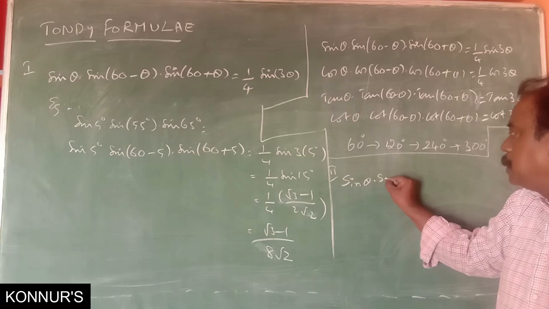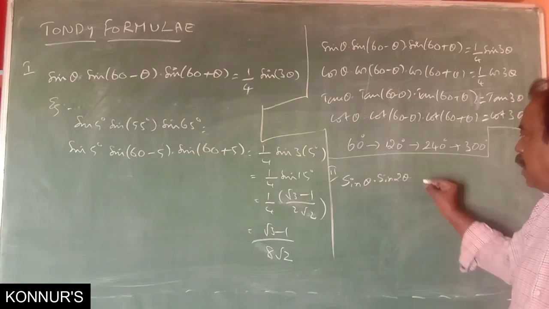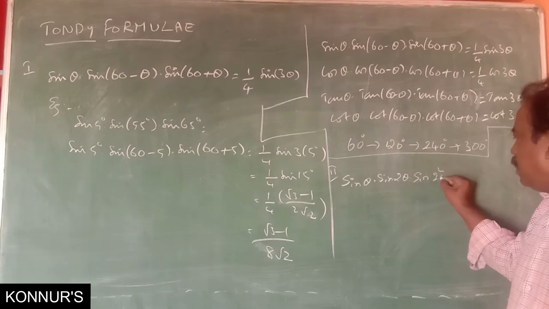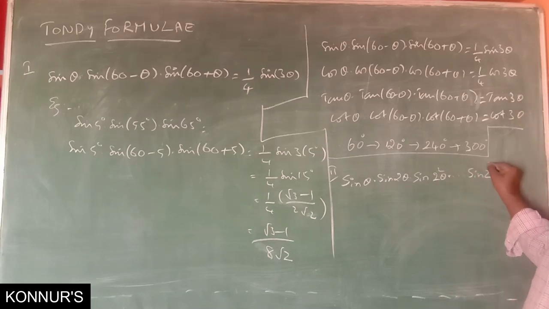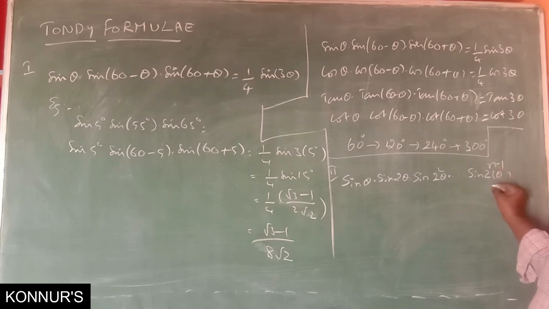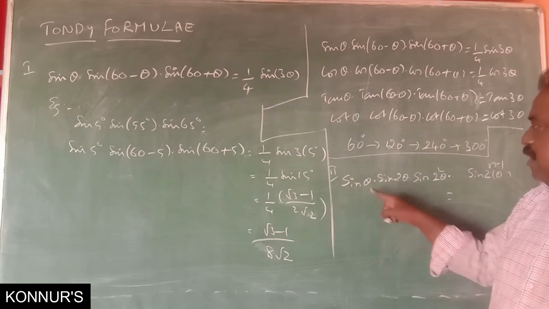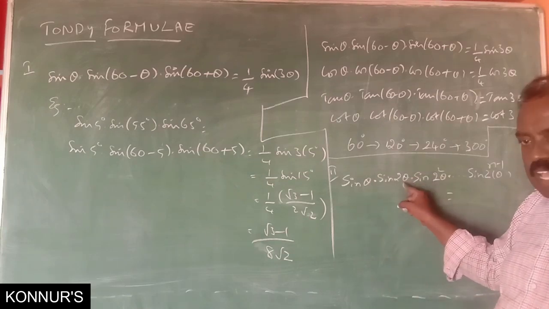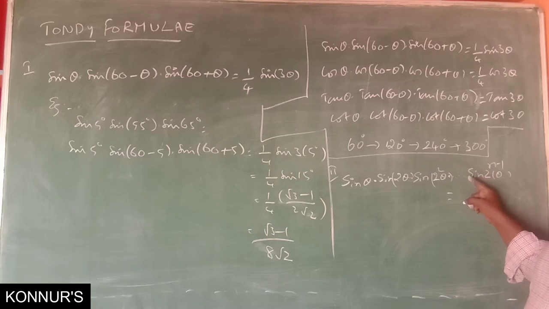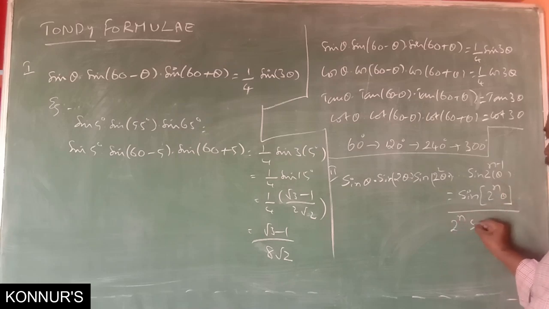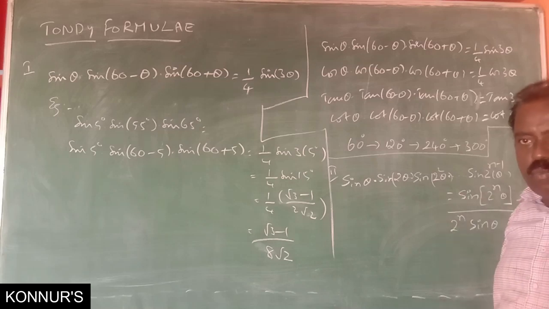Sine theta, sine 2 theta, sine 2 square theta, and so on, up to sine 2 power n minus 1 theta. What is its answer? Sine theta into sine 2 theta into sine 2 square theta into sine 2 cube theta into sine 2 power 4 theta, like that, and the last one is sine 2 power n minus 1 theta. Then its answer is sine of 2 power n theta by 2 power n sine theta. It is one formula.